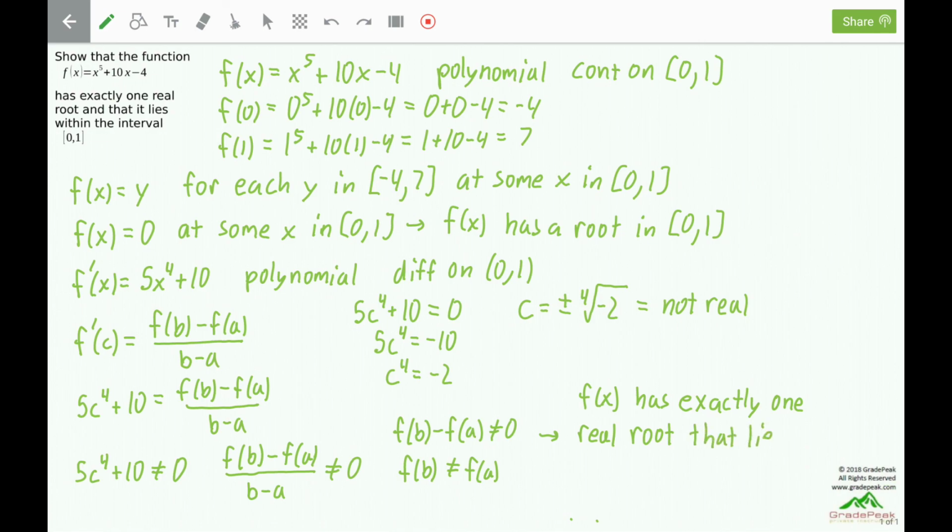And we've already found the interval that it lies within, 0 to 1, closed interval. So we've shown then completely that f of x has exactly one real root, and it lies in the interval from 0 to 1 with the endpoints included.